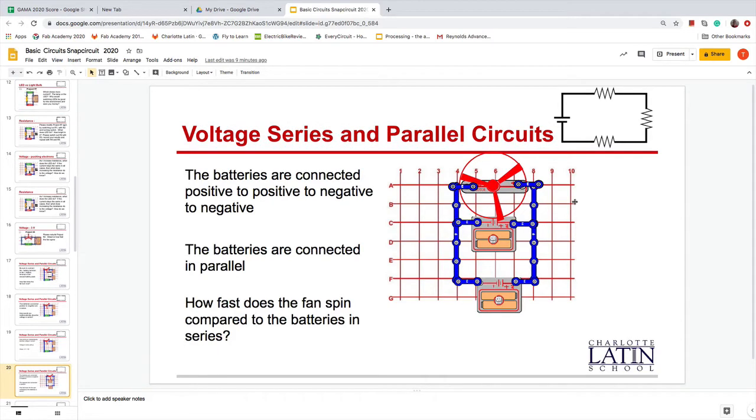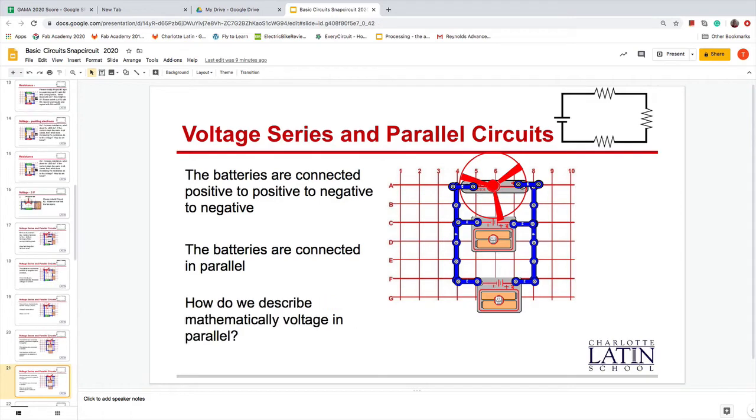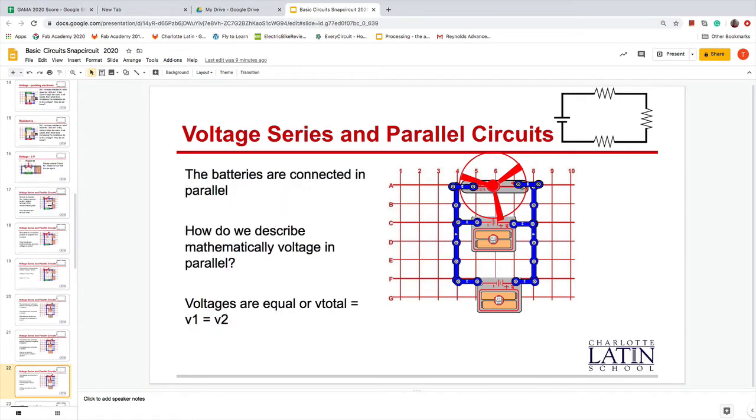If they're connected in parallel, it's positive to positive, negative to negative. Does it spin much faster? Not really. But as we isolate each one of these circuits, the voltage ends up being equal. So voltages are equal when they're in parallel.